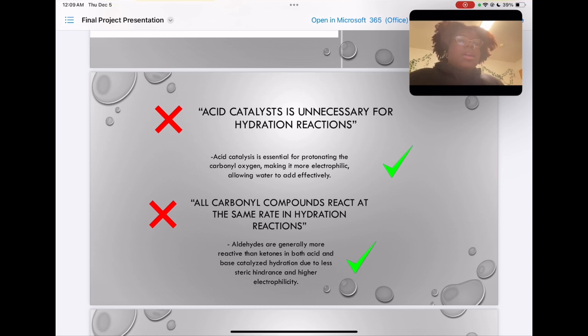A second misconception is that all carbonyl compounds react at the same rate in hydration reactions. And as we also said before, aldehydes are less sterically hindered, and ketones are more sterically hindered. So aldehydes are going to be more reactive because they're more prone to a nucleophilic attack. And that's in both acid and base catalyzed hydration. Aldehydes also have higher electrophilicity, so that's also the reason why they would not react at the same rate.